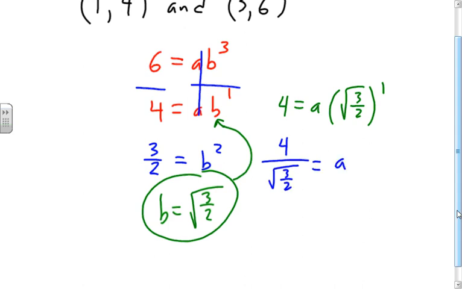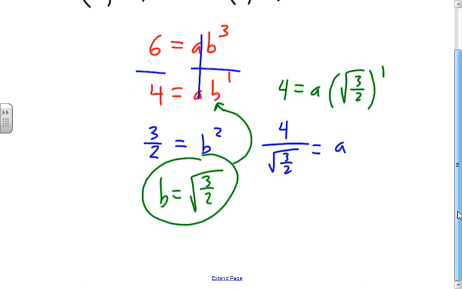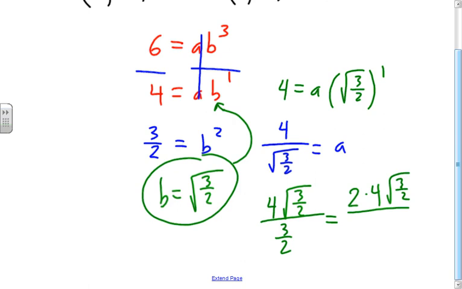I don't want to leave it that way. That's bad form. You can turn this into an irrational number if you're approximating, but we can also rationalize this by multiplying top and bottom by root 3/2. So we have 4 root 3/2 over 3/2, which then gives me 2/3 on top, 2 on top. And then that gives me 8 root 3/2 over 3.